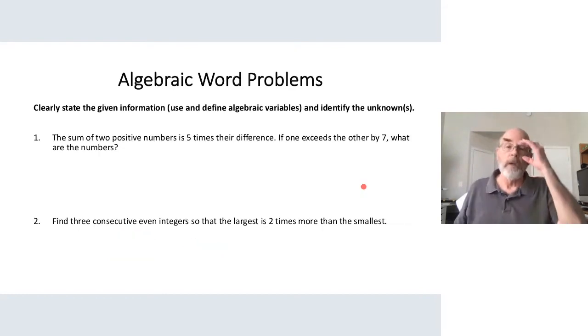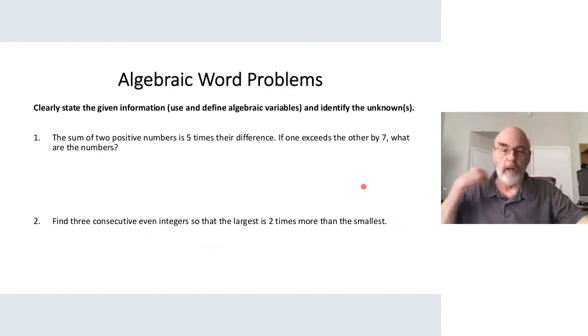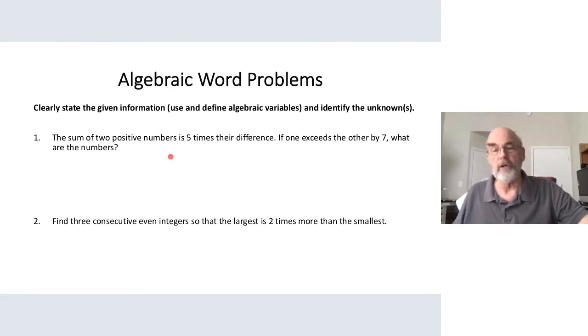Okay. Here are some examples, algebraic word problems. I'm going to put 2 down here, and we're going to pick one of these to work through. But understanding involves this. Clearly state the given information, so we have to know what is relevant and given in the problem, and we're going to use algebraic variables to help us out, and then identify the unknowns, once again using the algebraic approach in order to solve these.